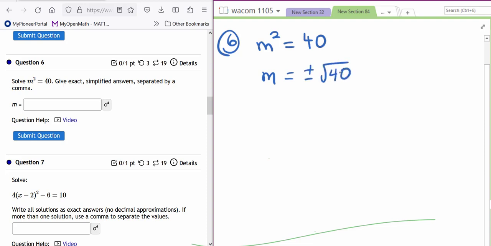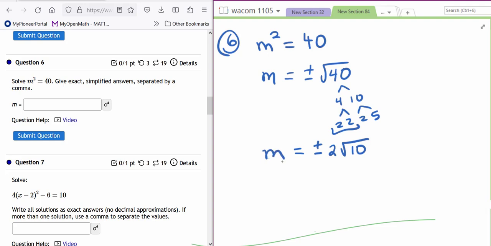Now, if this is not a perfect square, you have to simplify it. So 40, you could do 4 times 10, and there's 2 times 2 and 2 times 5. So your 4 gives you a square. One 2 is going to go outside. It needs to go right next to the radical. So you're going to have 2 times the square root of 10. And that is our answer on this one.